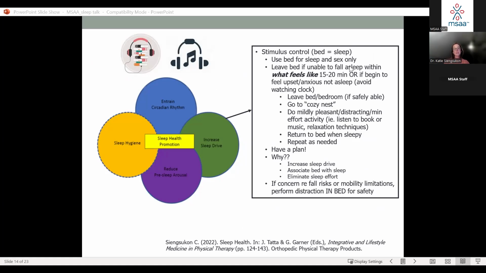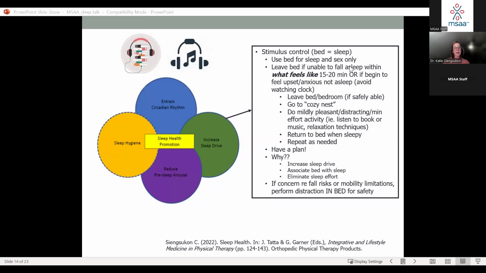And if you are not asleep in what feels like, because we don't want people looking at the clock, so it really should be what feels like 15 to 20 minutes, or you start to feel worried or anxious that you're not sleeping, ideally you get out of the bed, go somewhere else if that's possible, and do something that is relaxing and distracting. So like listening to an audiobook, listening to music, relaxing. Some people meditate, some people pray. Doesn't matter what the activity is as long as it's relaxing and distracting. And then you return to bed when you feel adequately tired, like you are fairly confident you're going to fall asleep.